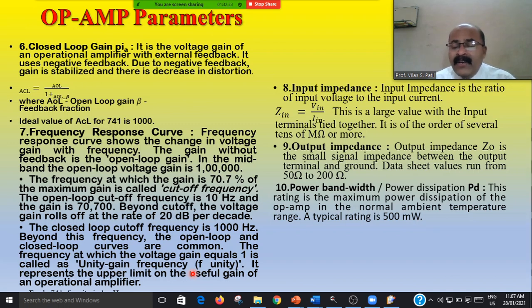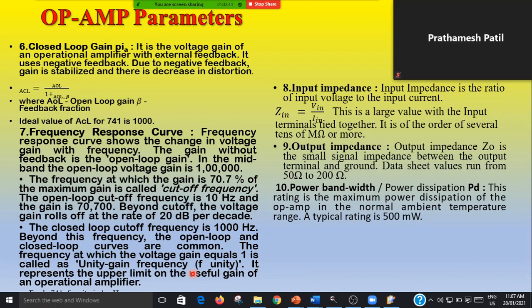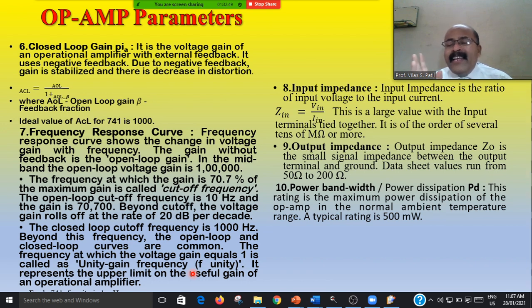And typically, for normal room temperature, it is 500 milliwatt. Friends, it is very, very high. The power dissipation required in the case of the operational amplifier, the 741 IC, is very, very high, about 500 milliwatt.